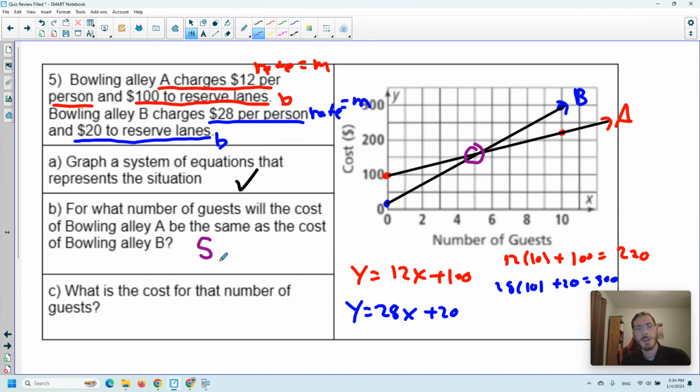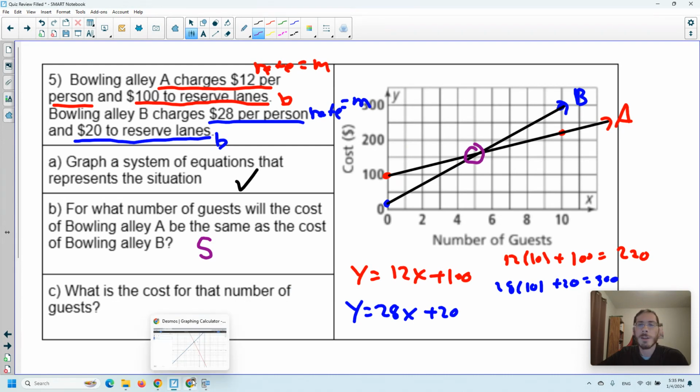But then for C, it says, what's the cost for that number of guests? Now, the y, it kind of looks like 150, but again, with these numbers, it might not be 150. It might be like 155 or something. Well, not 155, because it has to be even. So we actually need to graph this, or plug in 5 for one of the equations. Just to be safe, I'm going to graph it, because I want to see if my graph actually does look like this. So let's go ahead and plug it in.